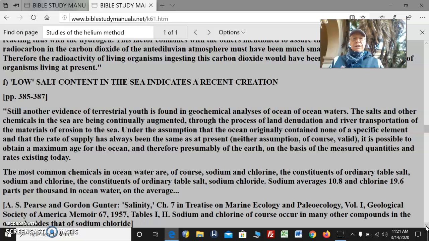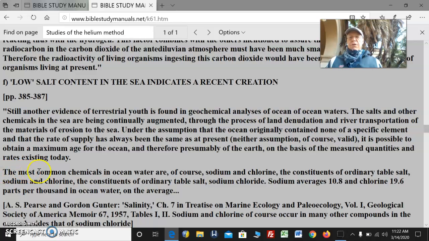Under the assumption that the ocean originally contained none of a specific element and that the rate of supply has always been the same as at present, neither assumption of course valid, it is possible to obtain a maximum age for the ocean and therefore presumably of the Earth, on the basis of the measured quantities and rates existing today. That's what the evolutionists are looking for, to find something that supports their belief system.